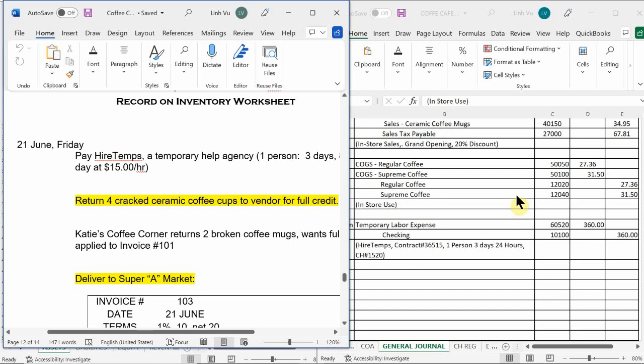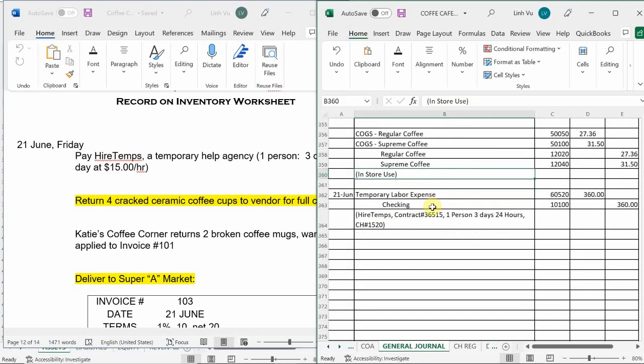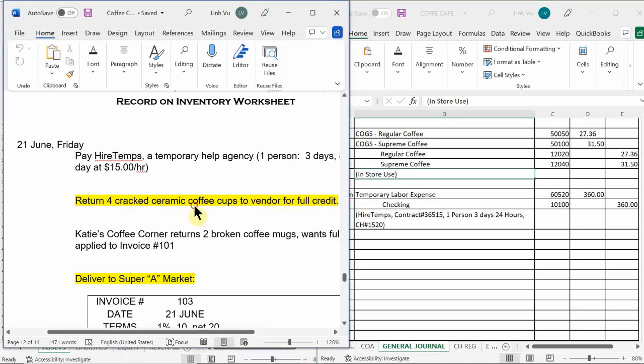So this is where we last left off from last week on Thursday. We just entered that we paid our temporary work labor. Right here it says, up here, on Friday, June 21st. So that means right after that happened, we end up returning 4 cracked ceramic coffee mugs to the vendor for a full refund.